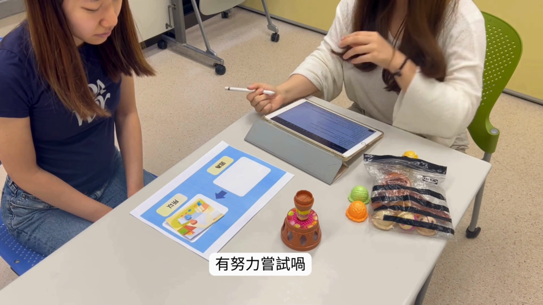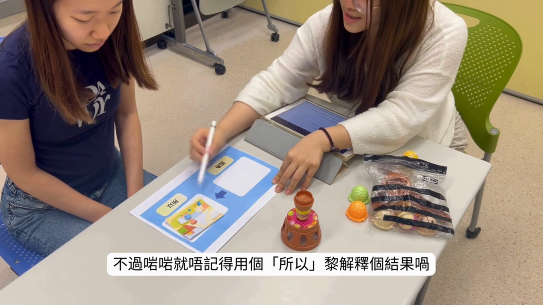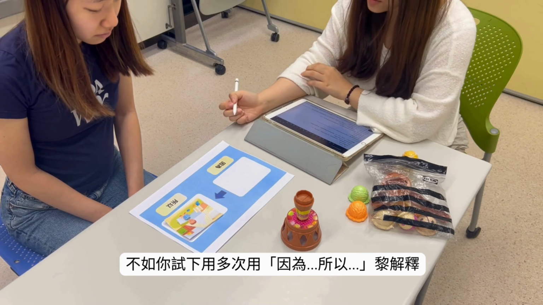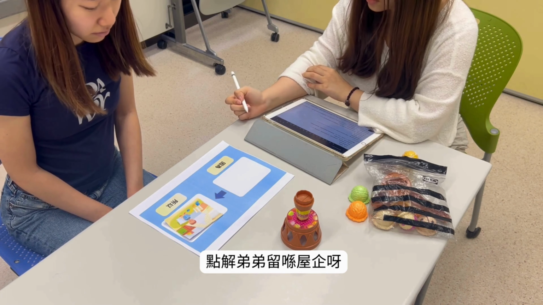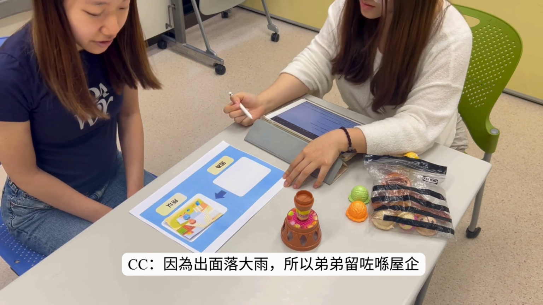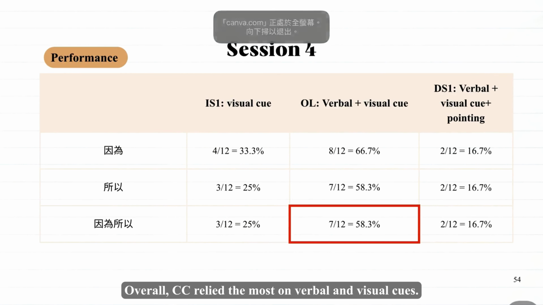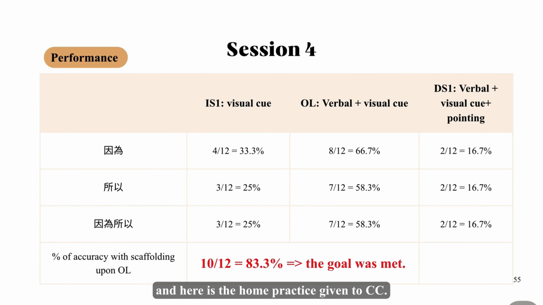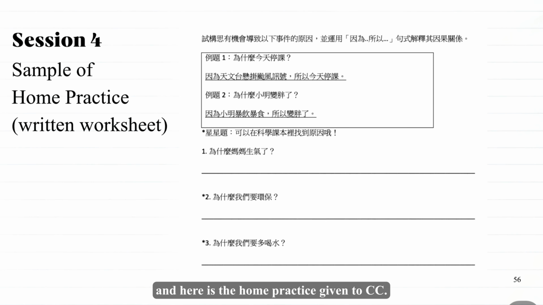嘗試喎，不過咧啱啱好似就唔記得咗用個所以嚟解釋個結果喎。不如你試下用多次因為所以嚟解釋點解弟弟留喺屋企啊？因為出邊落大雨，所以弟弟留咗屋企。Overall, CC relied the most on verbal and visual cues. The session goal was met, and here's the home practice given to CC.